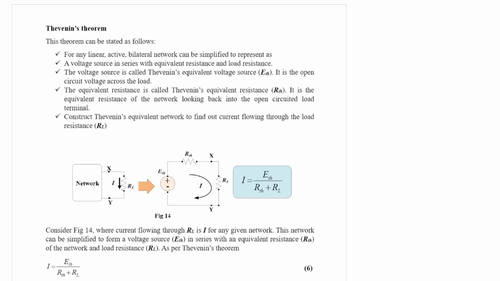So let us go into the statement of the theorem. Purposefully, the statement of the theorem is split into 5 different parts. The first point states for which type of network this theorem is applicable. Following this, we will discuss 2 more theorems, that is the maximum power transfer theorem and Norton's theorem.